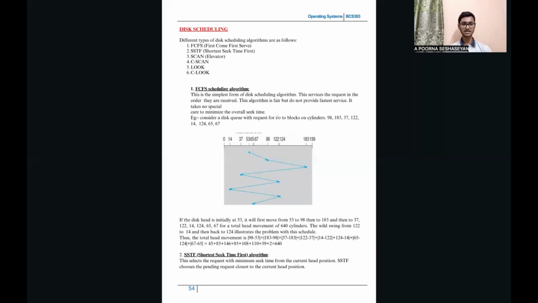I am A. Purnasheshan, Department of Information Science and Engineering, USN 1VE22IS001. I am a student of Sri Venkateswara College of Engineering, Bangalore.